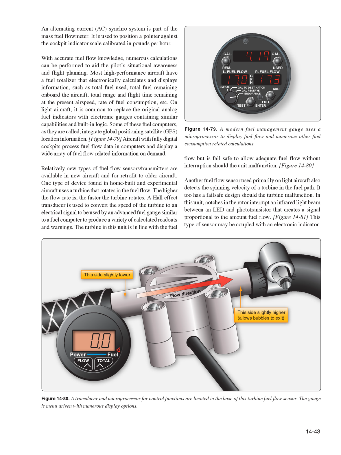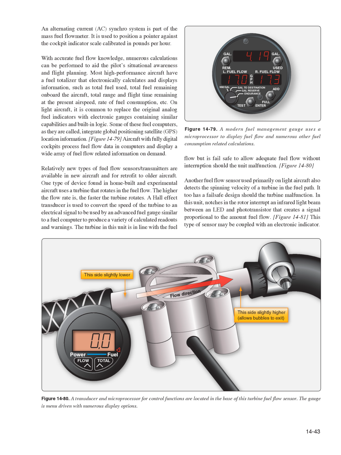Relatively new types of fuel flow sensors/transmitters are available in new aircraft and for retrofit to older aircraft. One type of device found in home-built and experimental aircraft uses a turbine that rotates in the fuel flow. The higher the flow rate is, the faster the turbine rotates. A Hall effect transducer is used to convert the speed of the turbine to an electrical signal to be used by an advanced fuel gauge similar to a fuel computer to produce a variety of calculated readouts and warnings. The turbine in this unit is in line with the fuel path. It is fail-safe to allow adequate fuel flow without interruption should the unit malfunction.